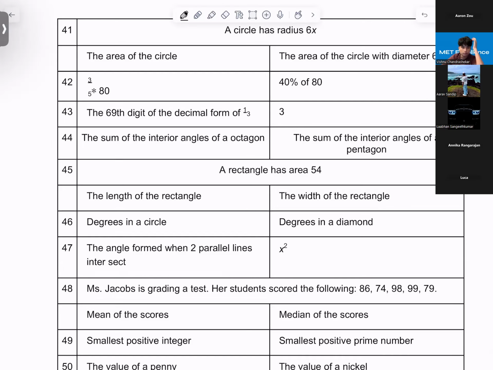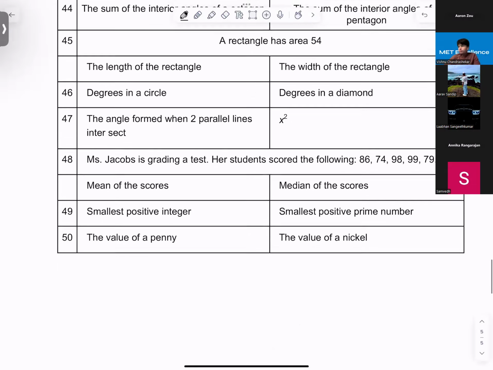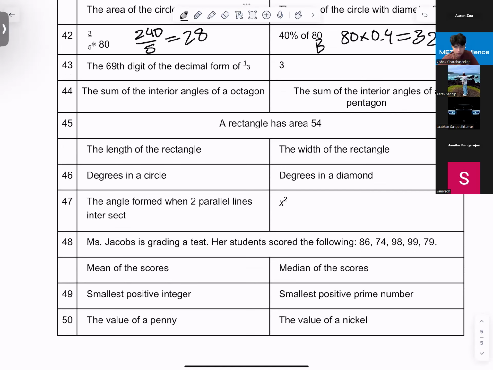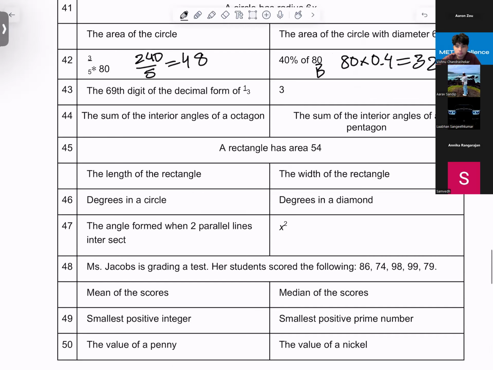All right, here 40% of 80 can be rewritten as this. It just equals 32. Here, this is 240 over 5. That equals 48, if I'm not wrong. Wait, no, I'm wrong with that. 28. So this one will be B. Okay, so for question 43, wait, no, let me correct myself. It is 48. So it's A.